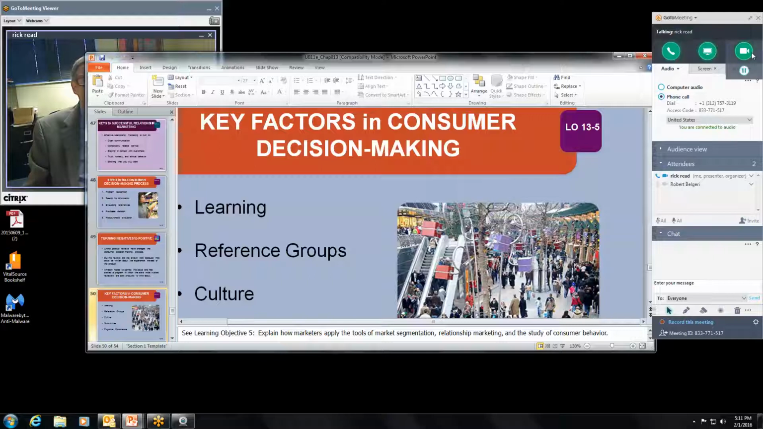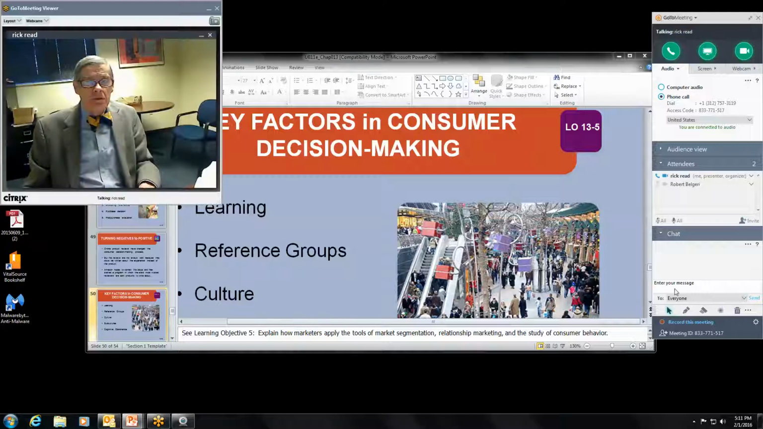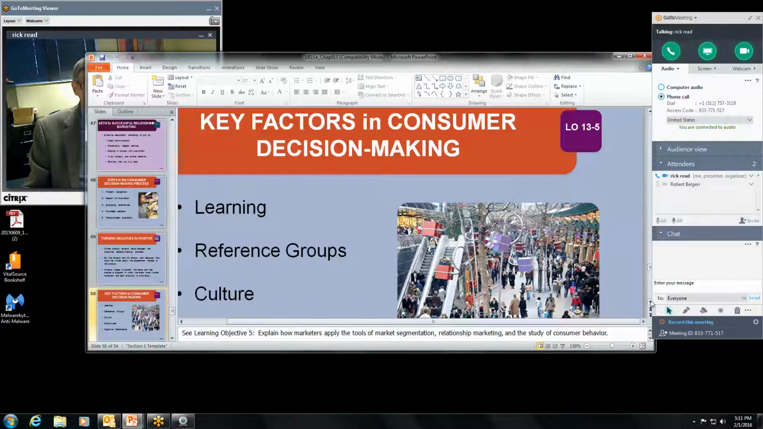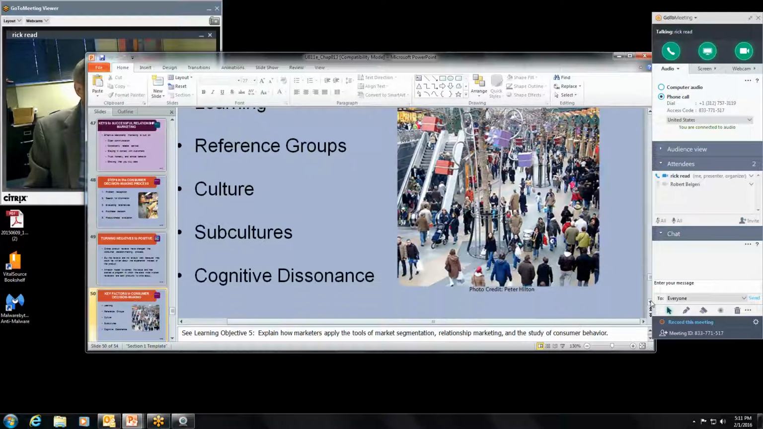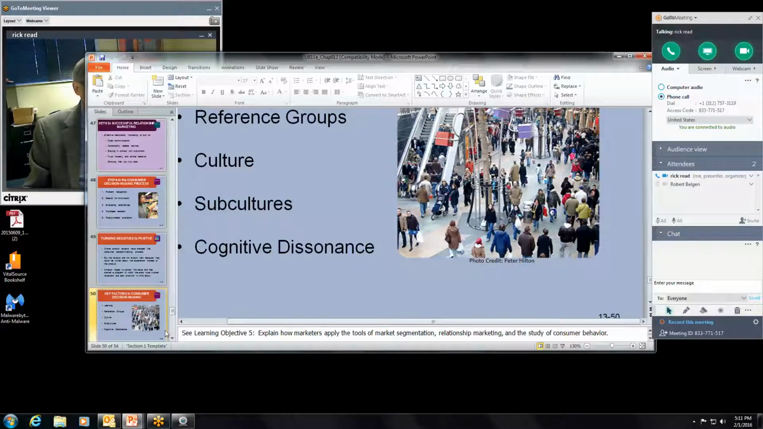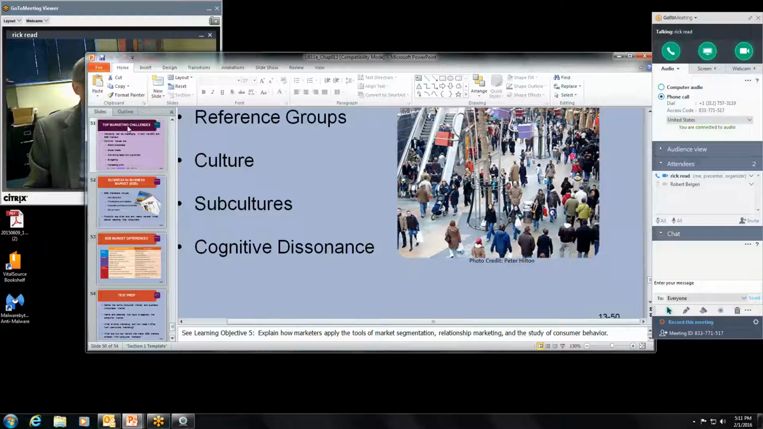This is key factors in consumer decision making. I really don't know how much culture plays in this, but I assume that it does. Certainly, it comes to things with wearing apparel. I can certainly not necessarily attest to that, but we all can think of that.